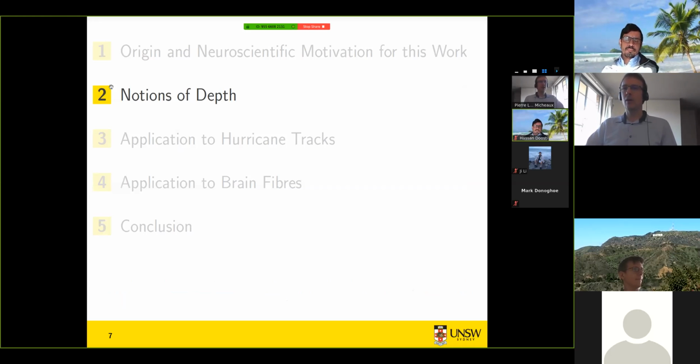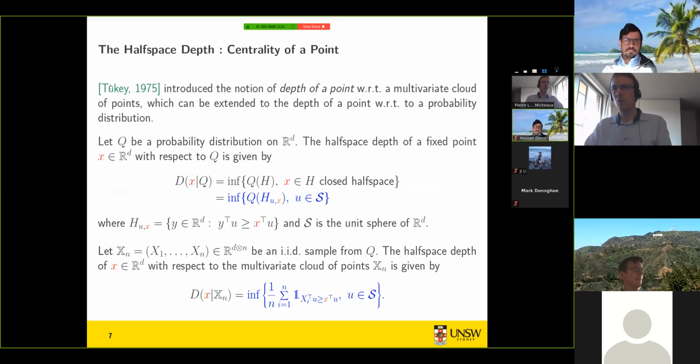I mentioned that Pavlo was working on data depth. What he presented was something related to the original concept of data depth. This concept was introduced by Tukey in 1975, and he introduced this notion of depth of a point with respect to a cloud of points. And this notion can be extended to the depth of a point with respect to a probability distribution.